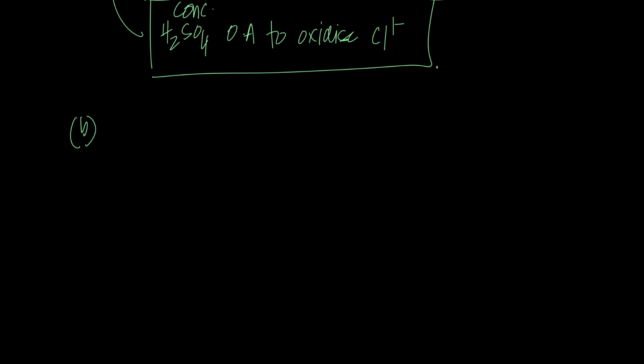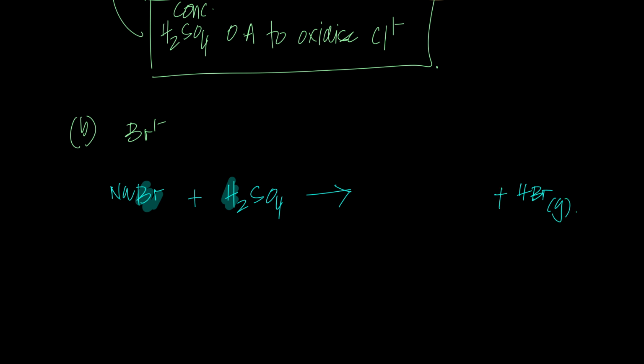Let's talk about part B. Bromide ion. The first bit is the same. Let's suppose I took potassium bromide or sodium bromide and reacted it with conc sulfuric acid. The first bit is the same. White steamy fumes of HBr will be observed.